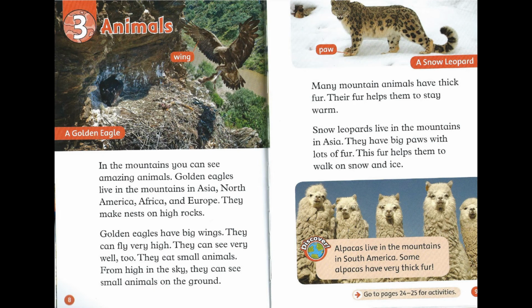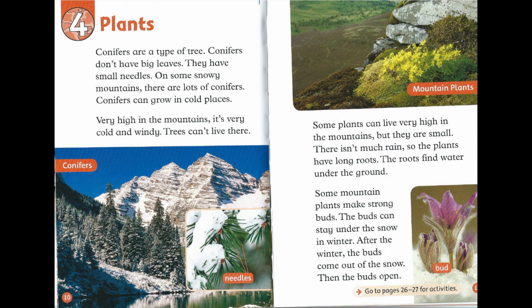Chapter 4. Plants. Conifers are a type of tree. Conifers don't have big leaves. They have small needles. On some snowy mountains, there are lots of conifers. Conifers can grow in cold places. Very high in the mountains, it's very cold and windy. Trees can't live there.